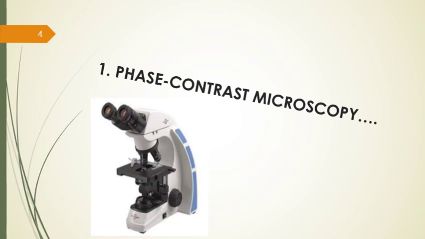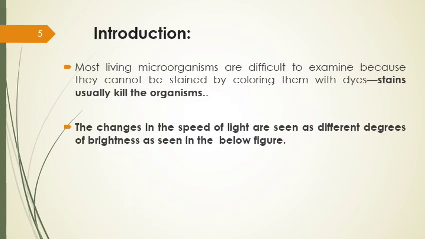So here we start from the first type, that is phase contrast microscopy, a type of light compound microscopy. A phase contrast microscope is one type of light microscope, but has a special condenser and objective lenses that accentuate small differences in the refractive index of various structures within the organism. Light passing through objects of different refractive indexes is slowed down and diffracted, so the changes in the speed of light are observed as different degrees of brightness, as seen in the figure.